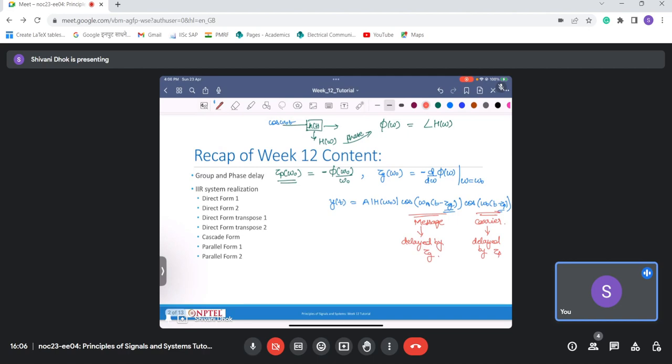Then another thing regarding this group and phase delay was covered, that was if my phi of omega is linear in omega, then the system is known as a linear phase system. So in such a case it is a linear phase system, and in this situation my group delay will be equal to my phase delay.